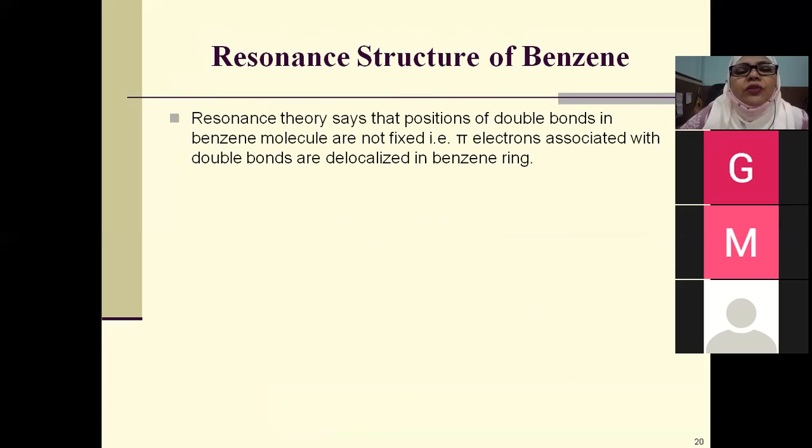just now I have already shown you. So resonance theory says that position of double bonds in benzene molecule are not fixed. Okay, position of double bonds in benzene molecule are not fixed. That is, pi electrons associated with the double bonds can be delocalized in the benzene ring. They can easily move from one carbon atom to another, can delocalize. Okay, it is not fixed. The double bonds are not fixed at certain particular carbon atom.